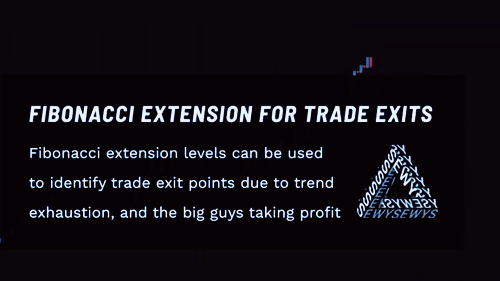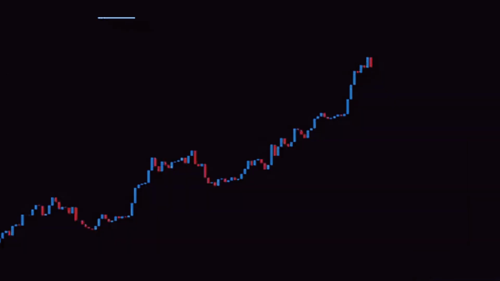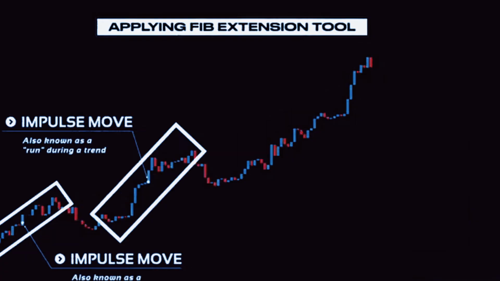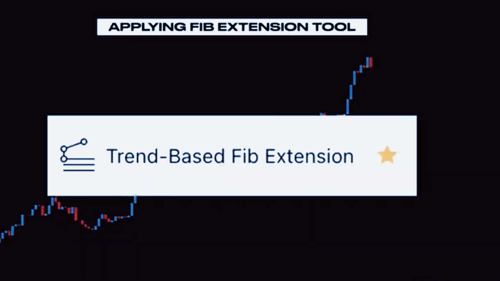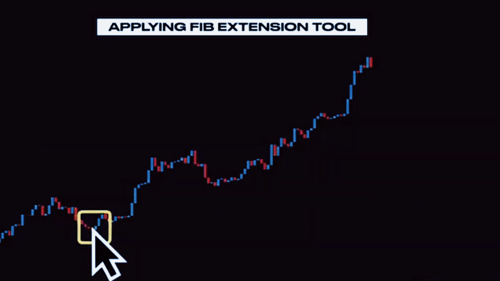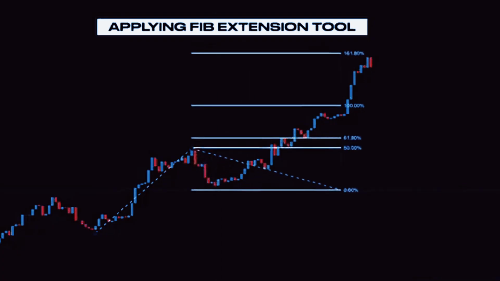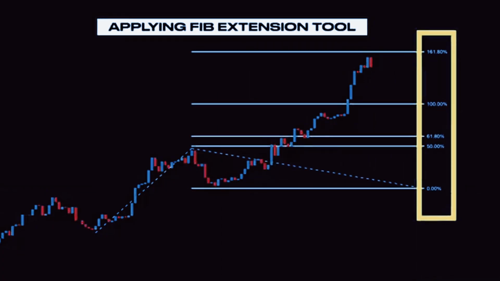Fibonacci extension levels can be used to identify trade exit points due to trend exhaustion and the big guys taking profit. In an uptrend, you have your impulse moves here and your corrective moves here. Grab your Fibonacci extension tool. Click at the start of the previous impulse move here. Drag it up and click again at the start of the corrective move. And then drag it down to the starting point of your current impulse move. Then drag it slightly to the right and click again. These are the Fibonacci extension levels we use.